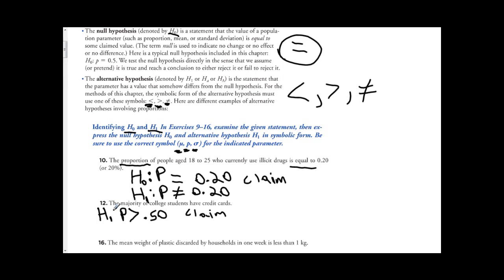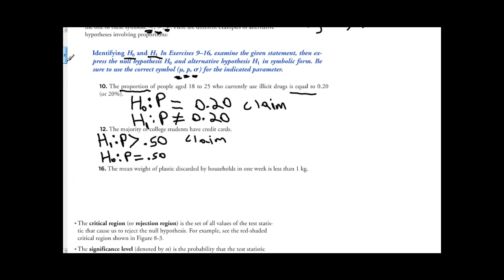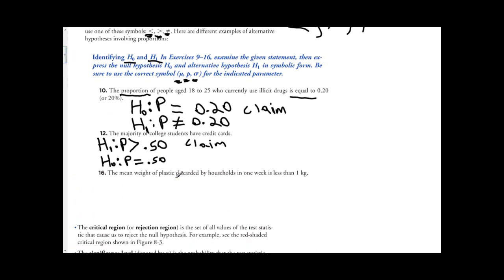So this claim is actually H1, and the null hypothesis is always the claim of equality. So the null hypothesis is that P, the proportion, is equal to 50%. All right. So in this case, it turns out that the null hypothesis is not the claim. So you can't assume that the null hypothesis is always going to be the claim. Sometimes the claim is actually the alternative hypothesis, and it all depends on whether it contains the condition of equality or not. Now let's take a look at number 16.